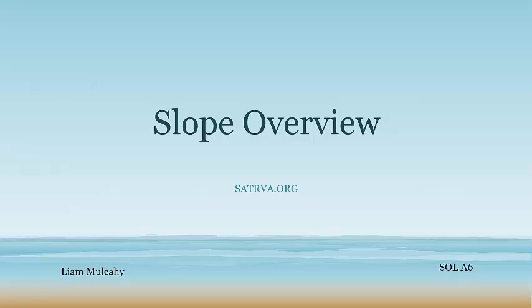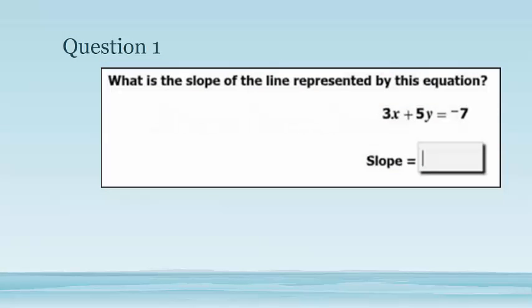We're looking at the second section here, which is slope. So questions involving slope. So let's jump right into it. By the way, this is A6. So let's go. Alright, so first question here. We want to get this equation, which is currently in standard form, into slope-intercept form. So let's go ahead and get started.